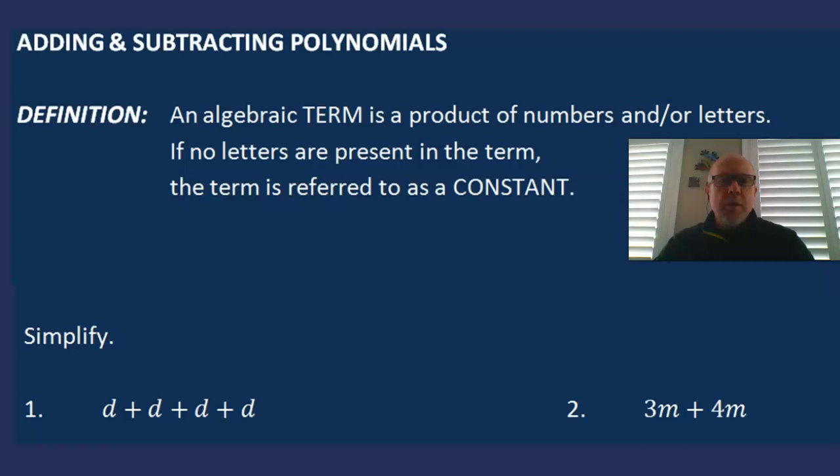So it starts off with describing an algebraic term. An algebraic term is a product of numbers and or letters. If no letters are present in the term, then we refer to that term as a constant.